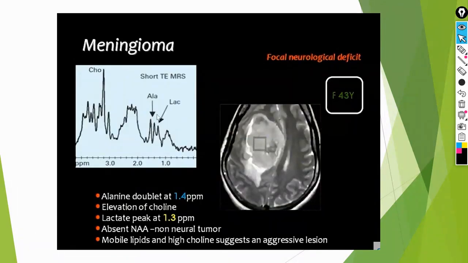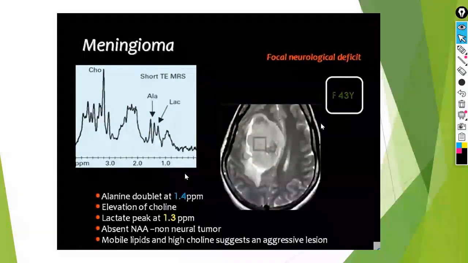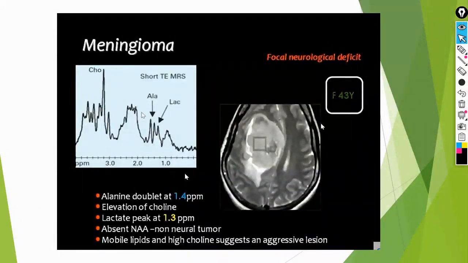How does the curve come out? Here is the alanine, and here is choline. You can see that the shape of the curve changes, right? So the question here is, how does this curve come out?